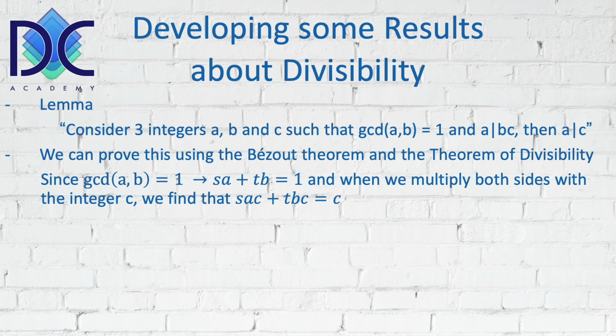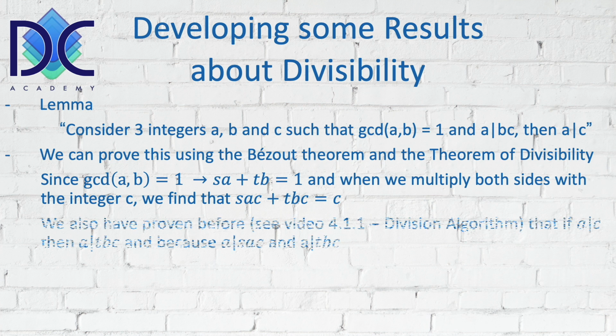We know that the greatest common divisor of a and b is 1. So we can say that the linear combination of a and b, s times a plus t times b, is equal to 1. And when we multiply both sides with the integer c, we can say that s times a times c plus t times b times c is equal to c. From the video 4.11, when we have the division algorithm, we have proven that if A divides C, then A divides TBC, and because A divides SAC, and A divides TBC.